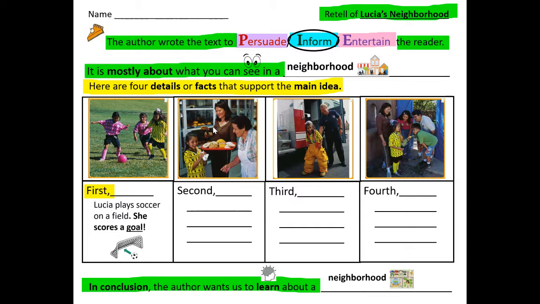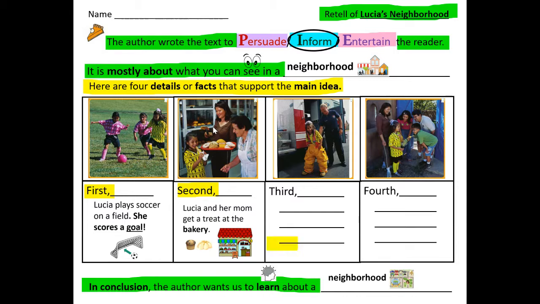What's another detail in Lucia's neighborhood? Second, what's going on in the second picture? What's a second detail about Lucia's neighborhood? Tell me out loud. Second, Lucia and her mom get a treat at the bakery. And notice there's our vocabulary word, bakery. And at the bakery, she gets a baked churro. And bakeries also have things like donuts and other sweet baked goods.